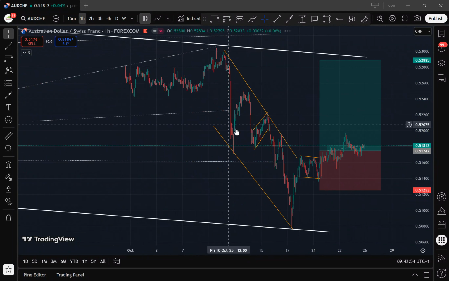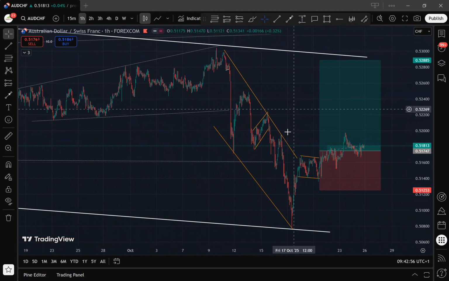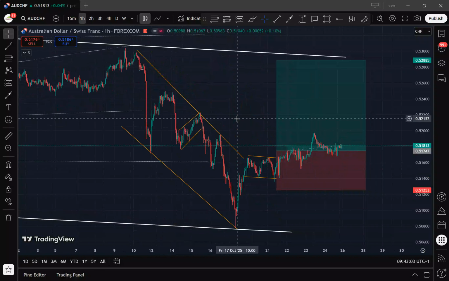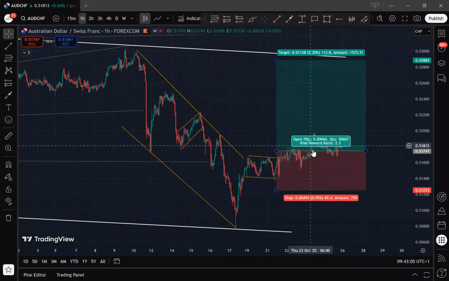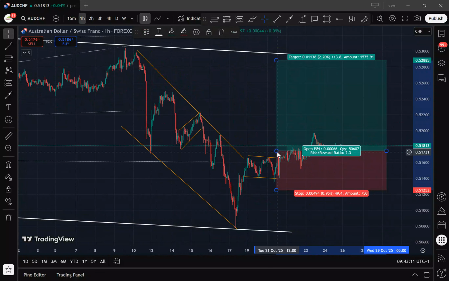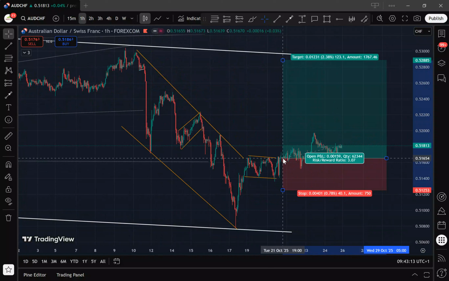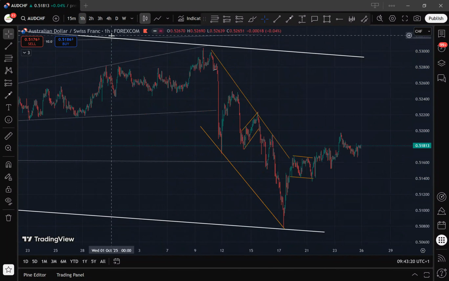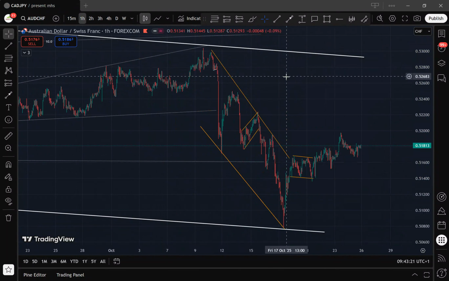But I'm not sure if you can get 3R because my profit target on every trade, at least I try to get a minimum of 3R. So if this fits your plan, then why not take it? But as for me, I will wait to see if the price drops a bit further for it to give me enough risk to reward. So that's that on AUDCHF. Let's move on to the next pair.